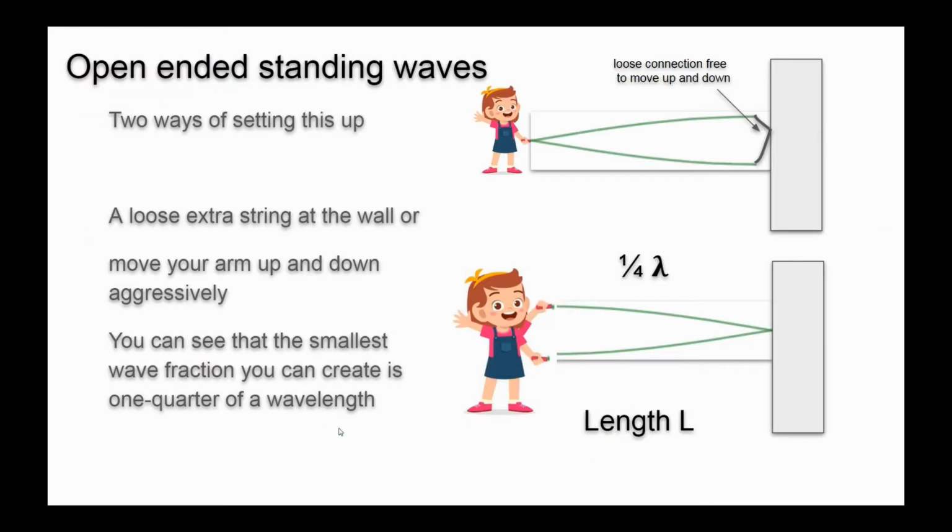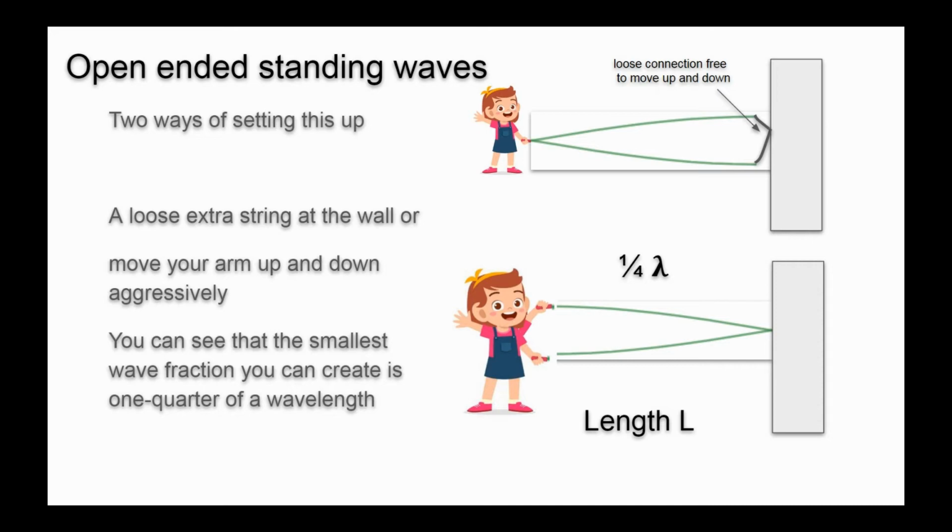What happens if one end of the rope is not tied down? There are 2 ways of doing this. One way is she shakes the rope, keeping her hand very tight, not moving it up and down much at all, and the far end of the rope against the wall is tied on a loose string, so it's free to violently go up and down.